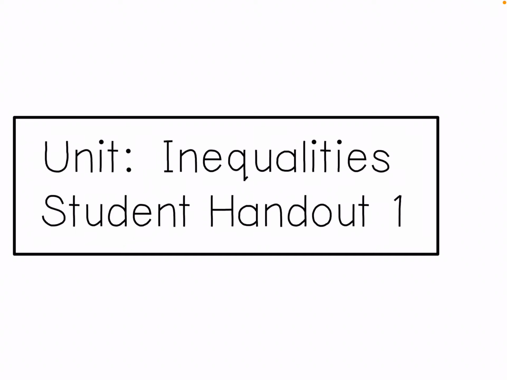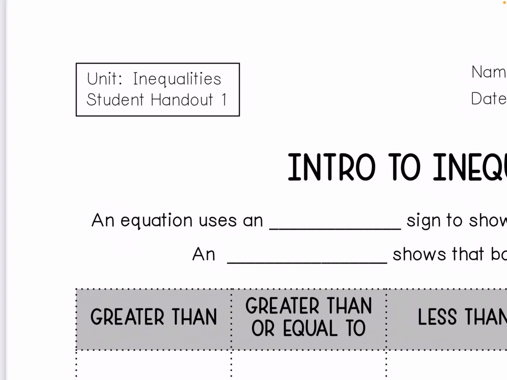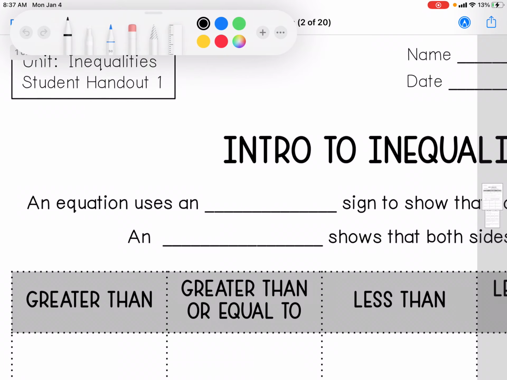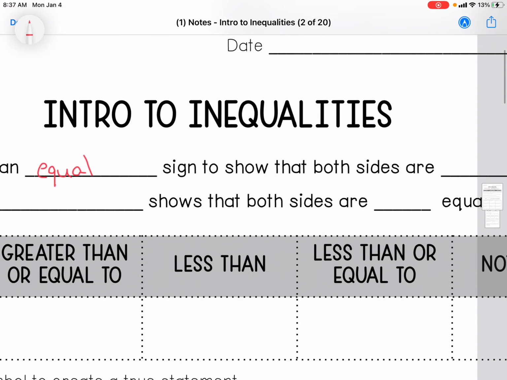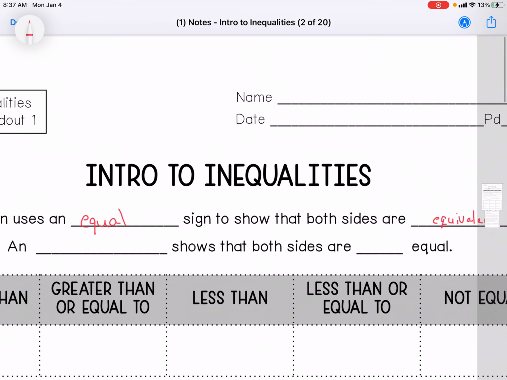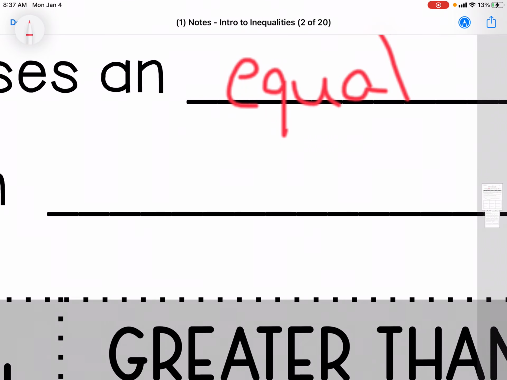All right, we're going to be starting a new unit, Inequalities. This is student handout 1, Intro to Inequalities. An equation uses an equal sign, which we just got done doing before Christmas. It uses the equal sign to show that both sides are equivalent. And a not-equal sign shows that both sides are not equal.